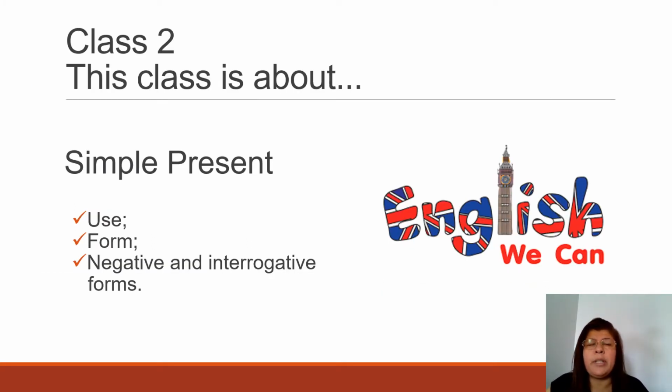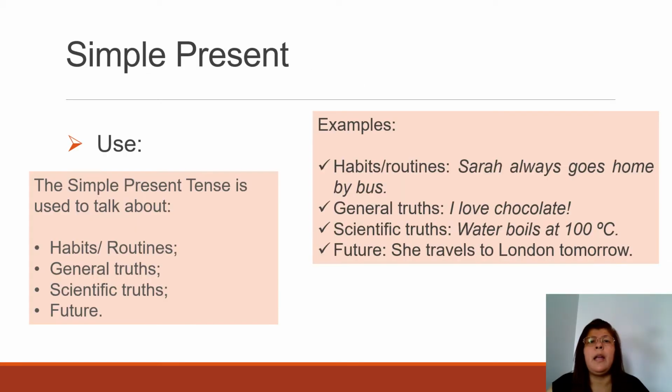So, we are going to talk about the use, the form of the simple present and the negative and interrogative forms. First, let's say how we use the simple present. The simple present tense is used to talk about habits or routines, general truths, scientific truths, and also in some specific situations, we are going to talk about the future.